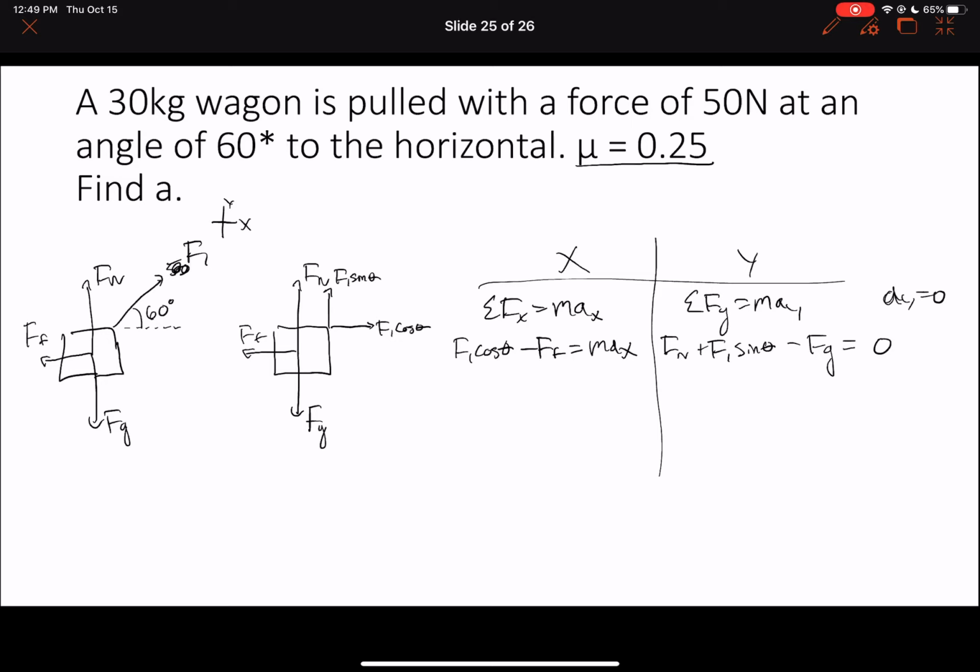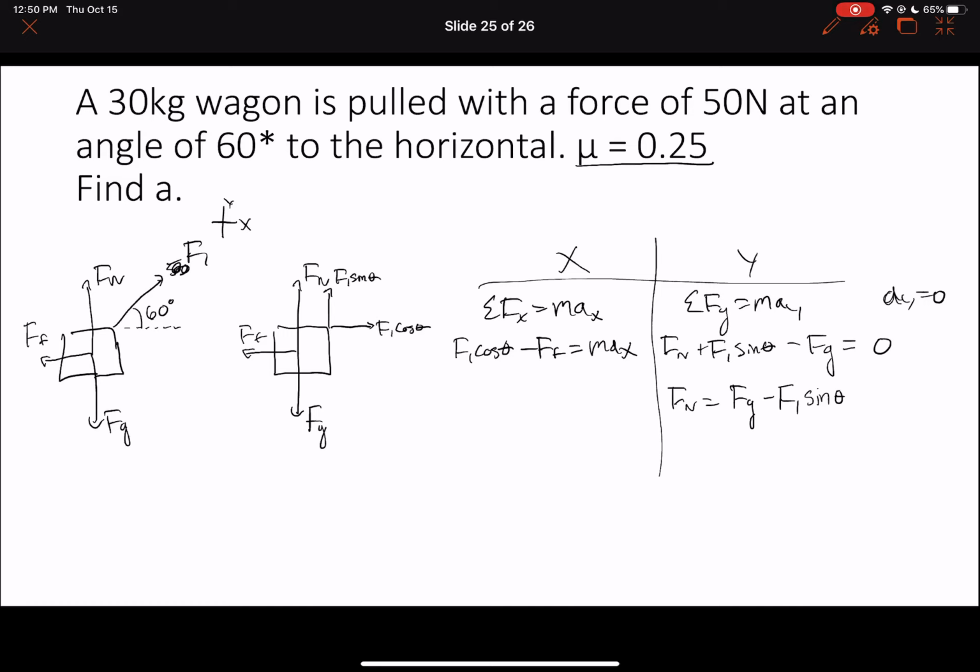Well, if you look on the x side, you'll realize again, we have frictional force, which means we need to find normal force. If you ever have frictional force, you need to find normal force first. So let's go ahead and do the y side first. Let's solve for normal force. Normal force is equal to, well, let's add Fg to the right side and subtract F1 sine theta to the right side. Take a second to follow that algebra. We're moving Fg to the right side by adding it, and we're subtracting F1 sine theta to the right side.